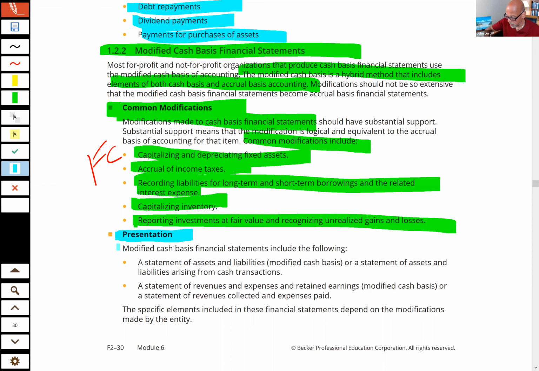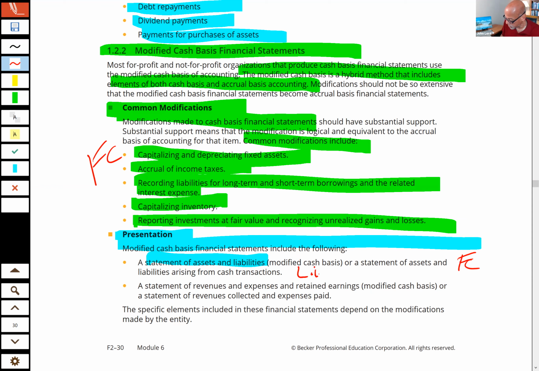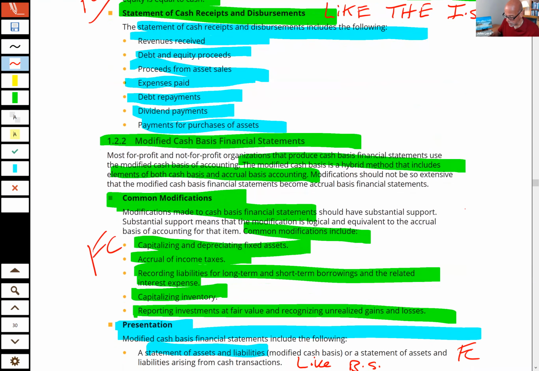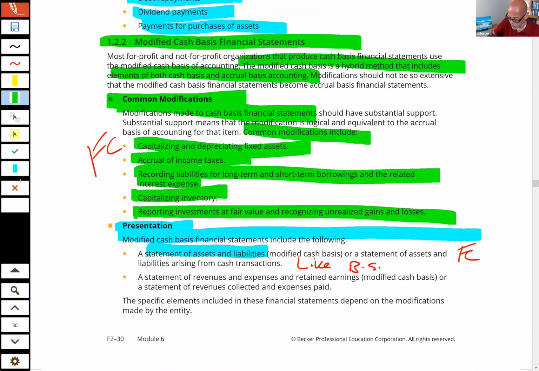Okay. Now, modified cash basis financial statements include a statement of assets and liabilities. So, guys, I'm asking you to flashcard the names of the statements that are like the balance sheet and like the income statement, under the cash and modified cash basis of accounting. But to be honest with you, just make sure you don't call it the balance sheet, you don't call it the income statement.